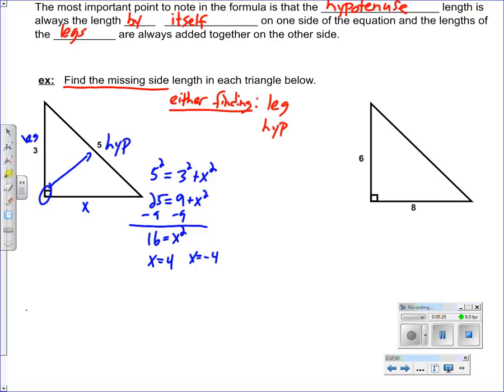x equals negative 4 also solves this equation, but we're talking about a length, and so we're talking about a positive number. Length is always positive. So that's why we use the positive square root for these.